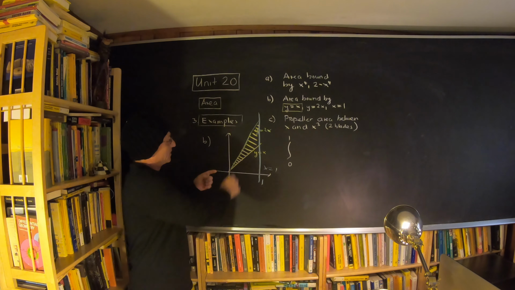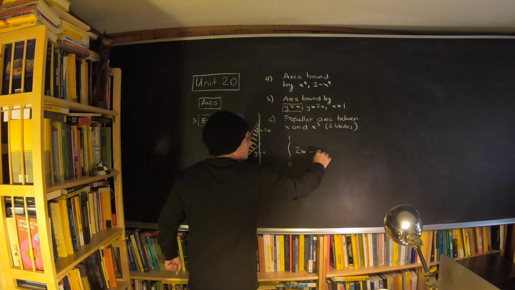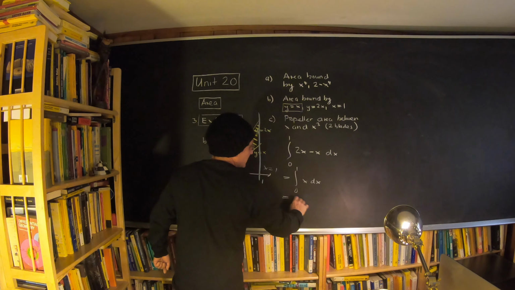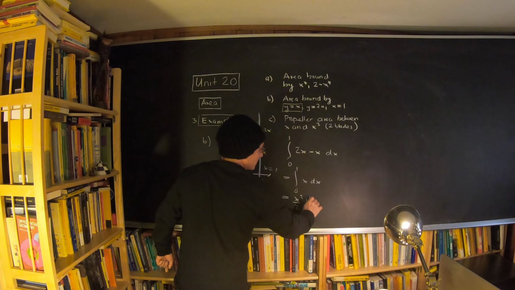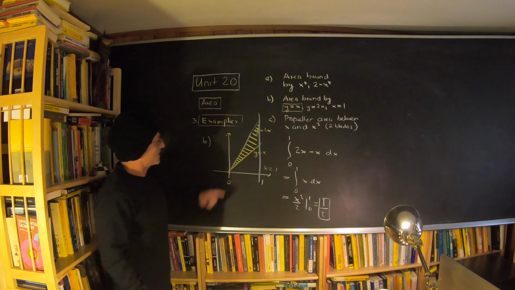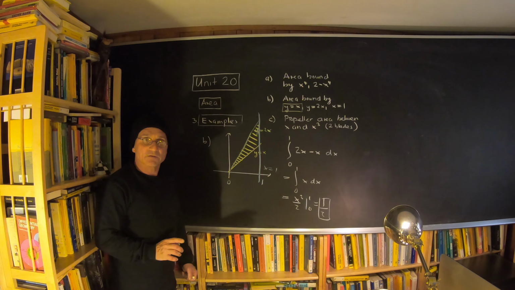And now we have the upper function. The upper function is 2x. The lower function is x, dx. So that's the integral from 0 to 1 of x dx. x squared over 2, which is 1 half. So this triangle area is 1/2.